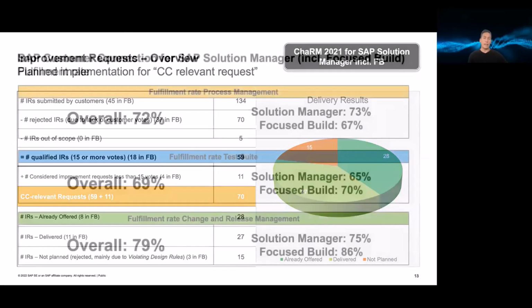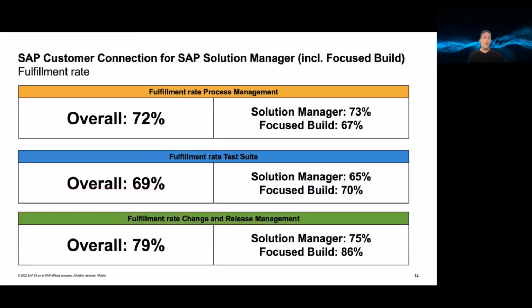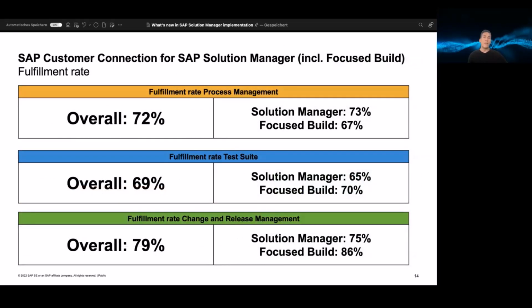Okay. Then let's have a quick overall view. Yeah, you see the fulfillment rate for all the three areas. Yeah, it's at least about 70%, which is I think a very great number. It's a very great fulfillment rate. Yeah, and you see also that it's the same for the Solution Manager standard capabilities and focus build. So we have here the same fulfillment rate for both applications at the end.